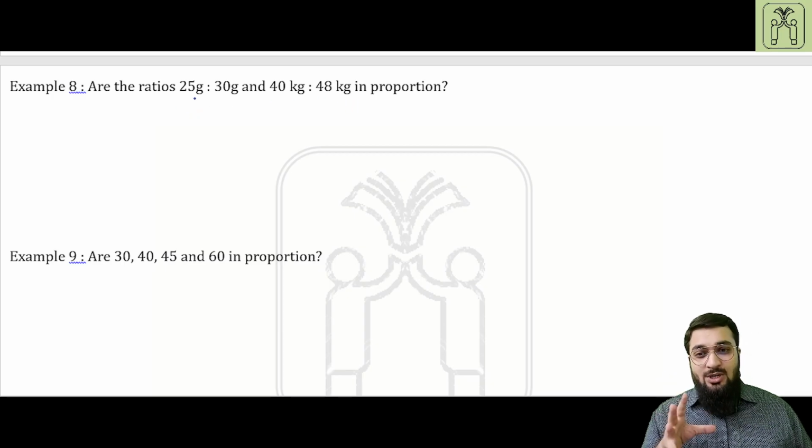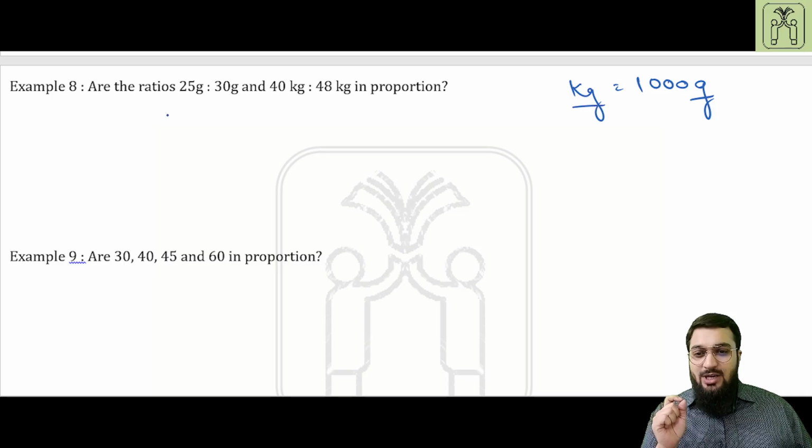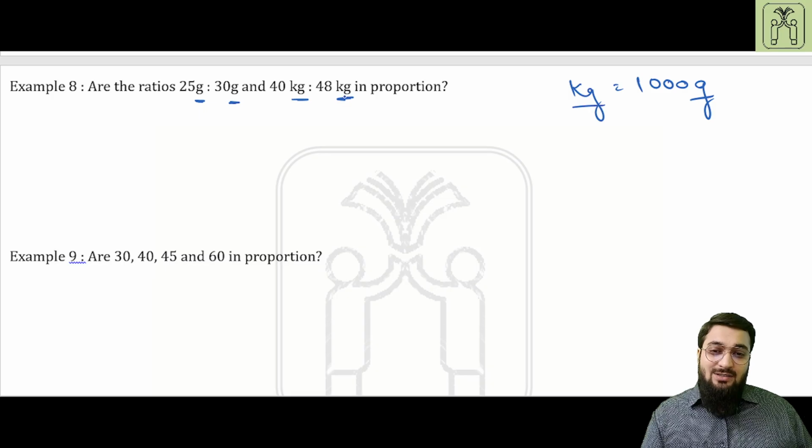No, they do not need to be converted, because kilogram and gram are extensions of each other, or forms of each other. That is, 1 kilogram is equal to 1000 gram, and they both represent the same thing, that is weight. Coming to the next point, the units should be the same when things are to be compared. Therefore, the units of 25 and 30 are the same, and 40 and 48 are the same. So there is no problem as of now.